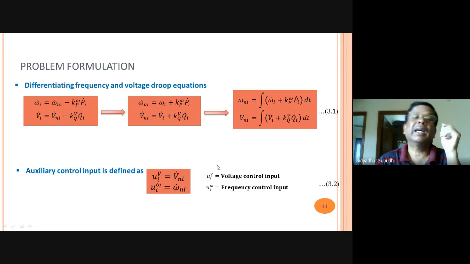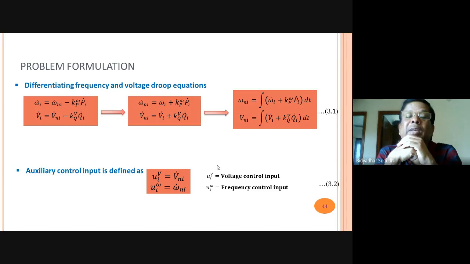Now, as I mentioned, our purpose is to design a multi-agent based control. Please recall that I mentioned the single integrator dynamics, that is xi dot equal to ui. Here the xi's are nothing but your v and omega. Let us consider the voltage: xi dot is Vni dot and ui is the voltage control. Similarly for the frequency. So we need two control designs, one for the voltage control. These dynamics are basically integrator dynamics, and the frequency control input is also considered as ui. So we have to design these two controls.